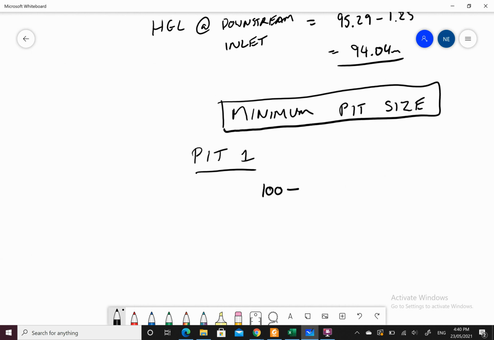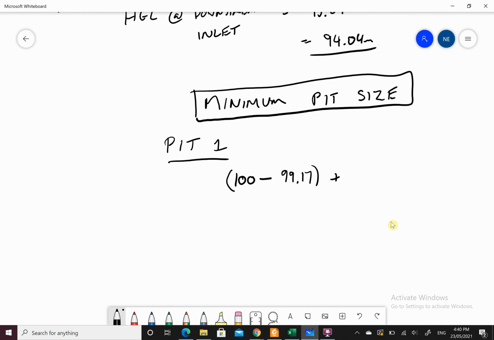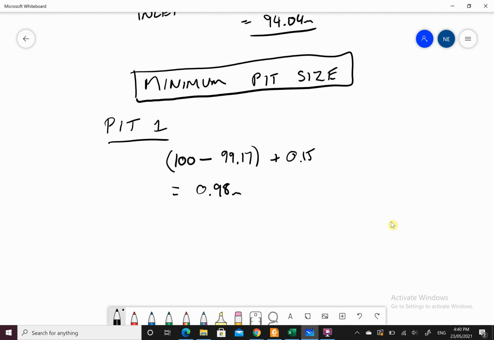Alright, this is a bit all over the shop, that's okay. So my hydraulic grade line at my outlet, which is this one here, plus the thickness of my pipe, or the diameter of my pipe, 0.15. So that gives me my minimum pit size of 0.98 meters. This here assumes that the pipe is full. The only way the pipe can be full is if the hydraulic grade line sits above the pipe level. So that's what these calcs are doing.